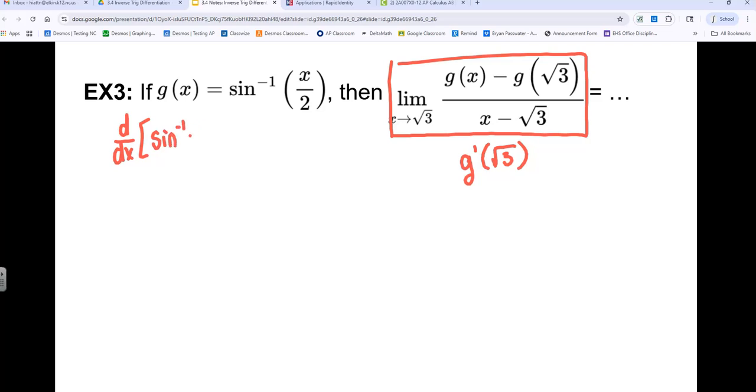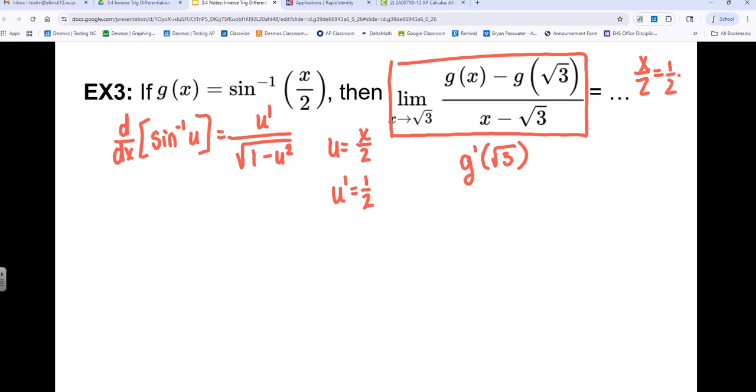Maybe this will help me remember it. Well, it's u prime over square root of 1 minus u squared. Okay? So, what is the u in this case? x over 2. What's the u prime? It is 1/2, because x over 2 could really just be written like 1/2 times x. Right? So the derivative of that is just 1/2.